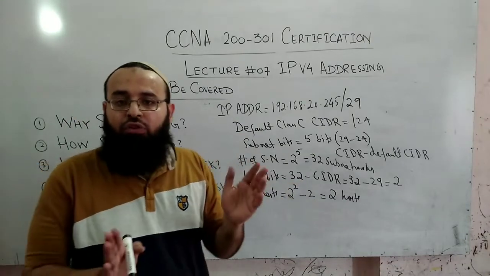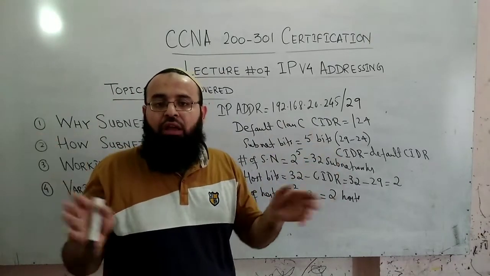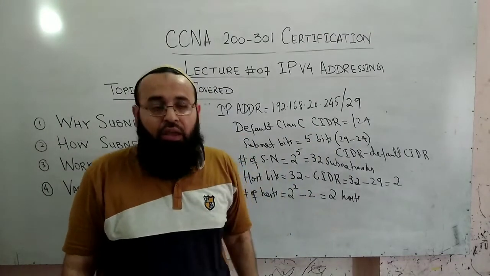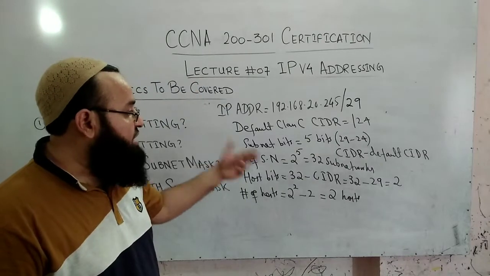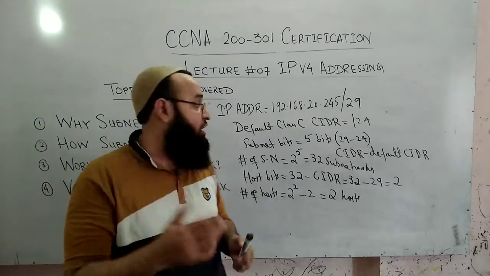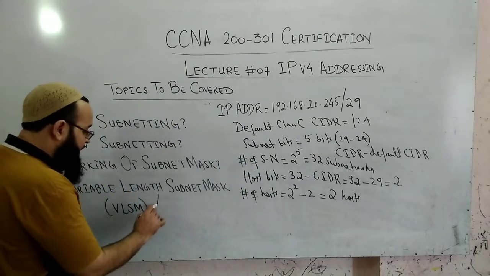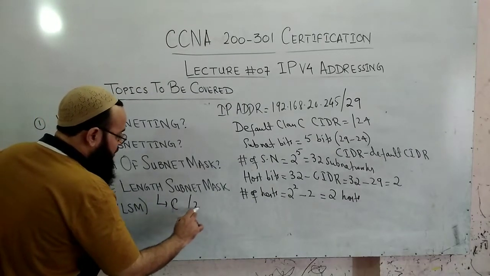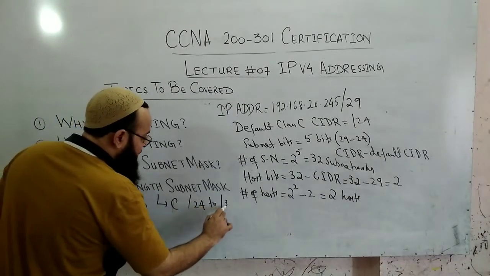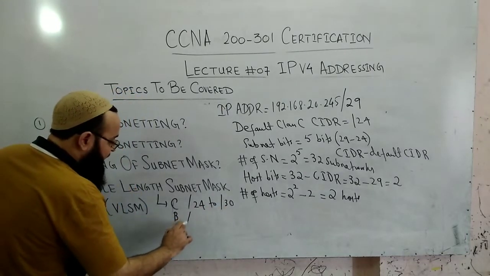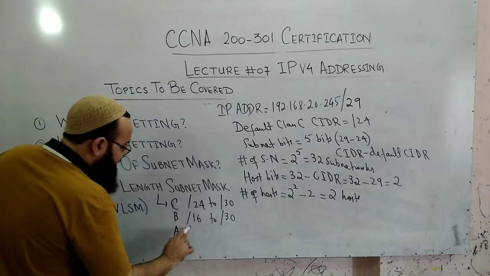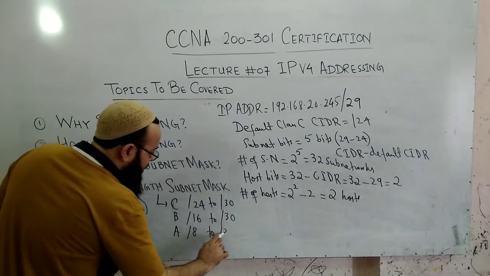So subnetting lets you divide your large network into smaller chunks and then better manage that network. In case of a class C IP address, subnetting with subnet masking starts from /24 and moves till /30. For class B, it is from /16 to /30, and for class A, it is from /8 to /30.